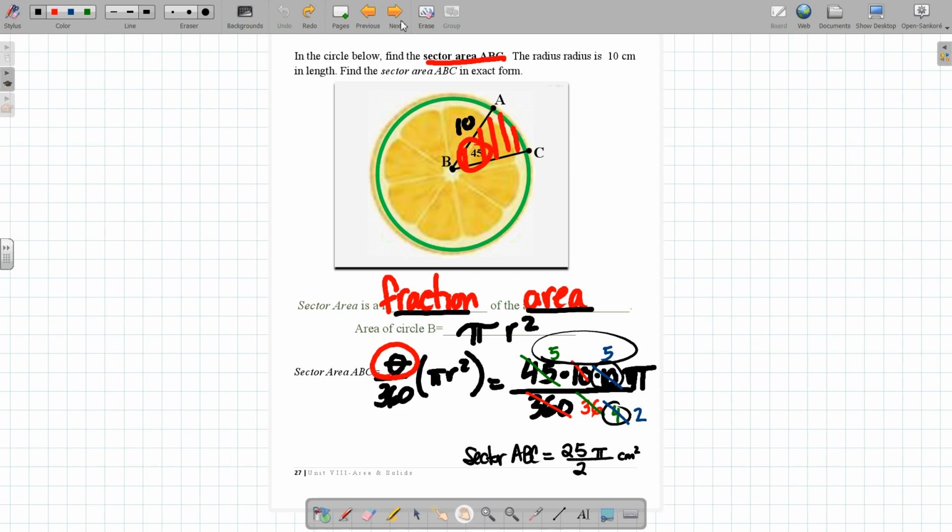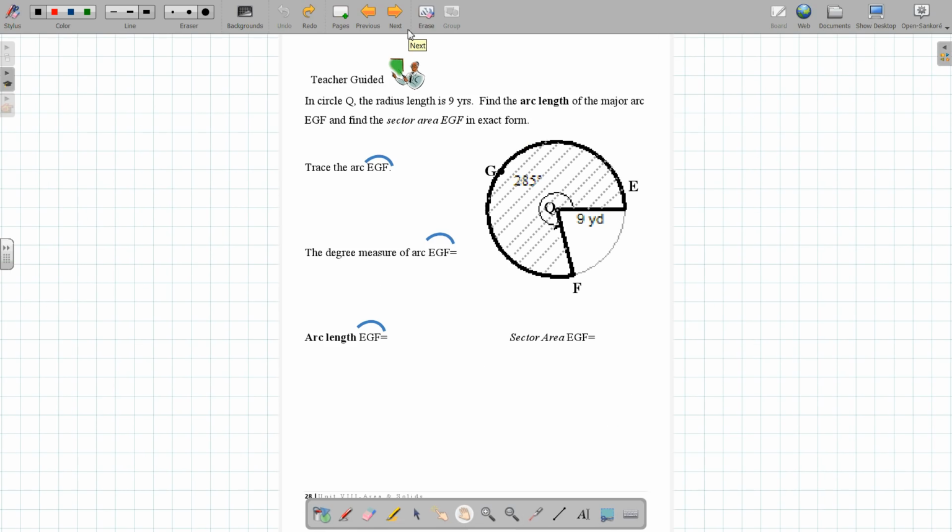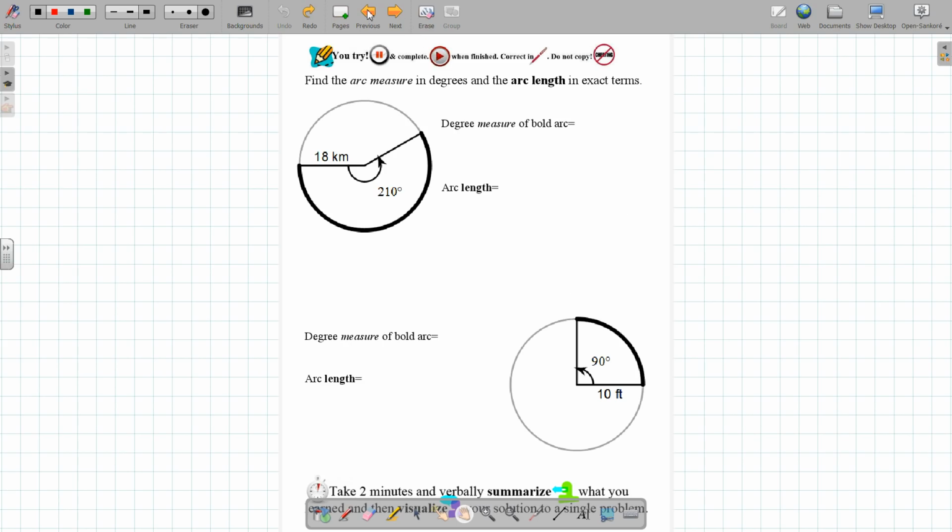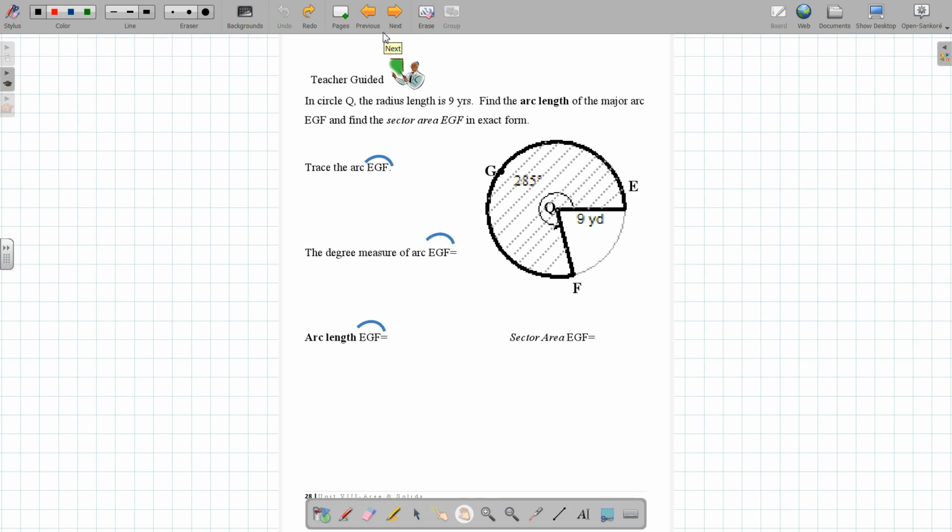All righty, let's try. We're going to do this page together, and you'll do one page on your own, folks. In circle Q, the radius is 9 yards. We're going to find the arc length of the major arc EGF and the sector area EGF in exact form. First off, I'd like you to trace EGF, the arc.